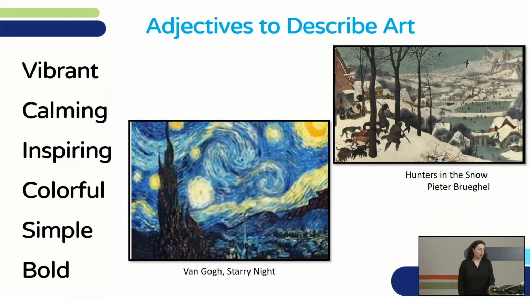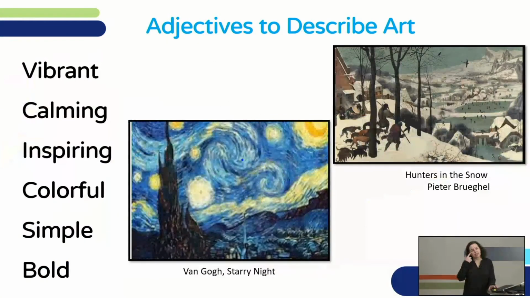Adjectives to describe art. The first word is vibrant. Vibrant is lively, like yellow colors and red colors. These are vibrant colors. Calming, it makes you calm, peaceful. When I see snow, it usually makes me calm. Calming colors are blue, green.